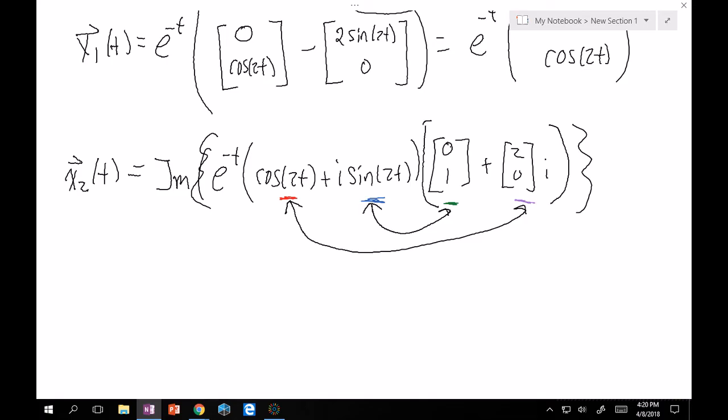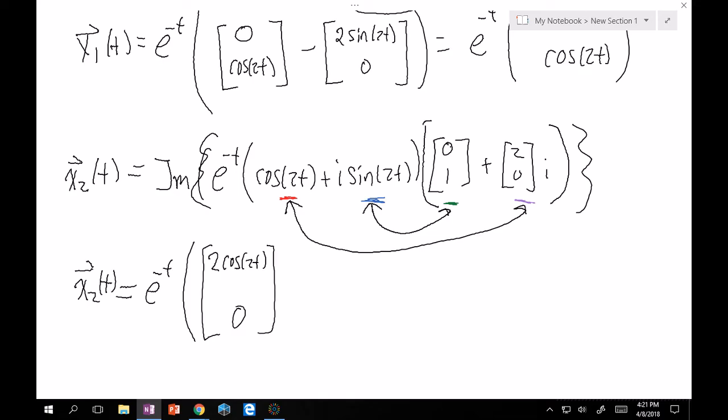So that's good. And this e to the minus t doesn't do anything because it's real. Anything that's real times imaginary is imaginary, and something that's real times imaginary times real will also give you imaginary. So our x2 of t is just e to the minus t times, let's deal with the red times purple. That would be 2 cosine 2t times 0, or 0 in the second component. And then over here would be a plus. You don't need to worry about the i squared thing because there's only one i here. And when you take the imaginary, you only care about what's in front of the i.